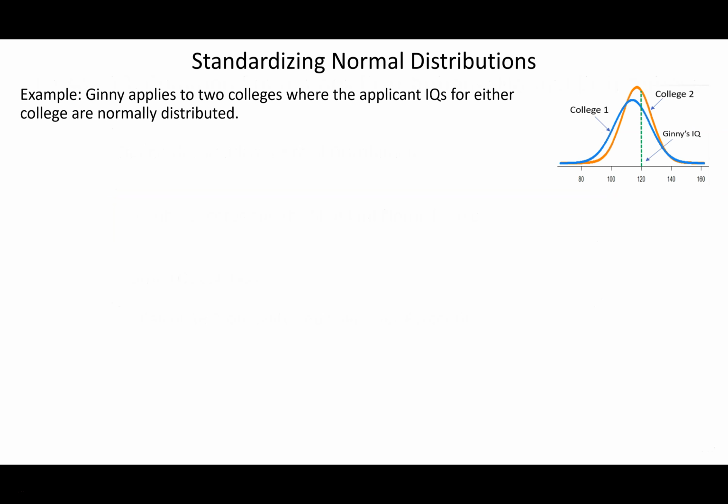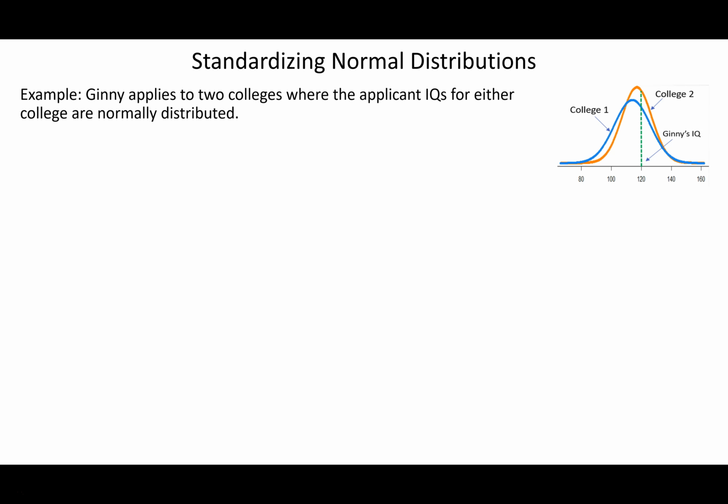So to start, we're going to have this example that we work through. We have a character, Ginny. They apply to 2 colleges. Apparently, it's totally normal in this reality that the applicants all have their IQ scores submitted. I don't know. I've never applied to a college that asked me for my IQ.